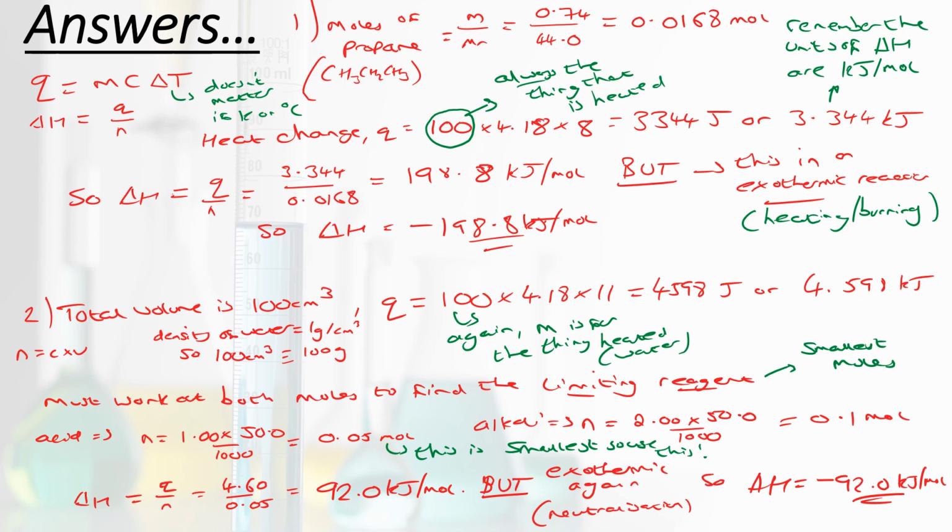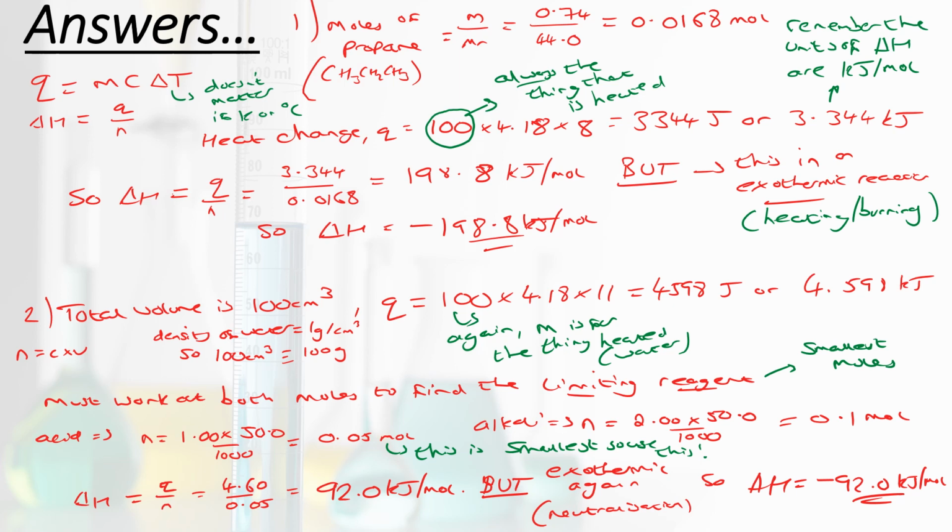Do the same thing for the alkali, and we end up with 0.1 mole. And so the smallest amount here is our acid, 0.05 moles. And that's the one we use. That's our limiting reagent. Essentially, we're going to end up with some alkali being in excess and being unreacted.